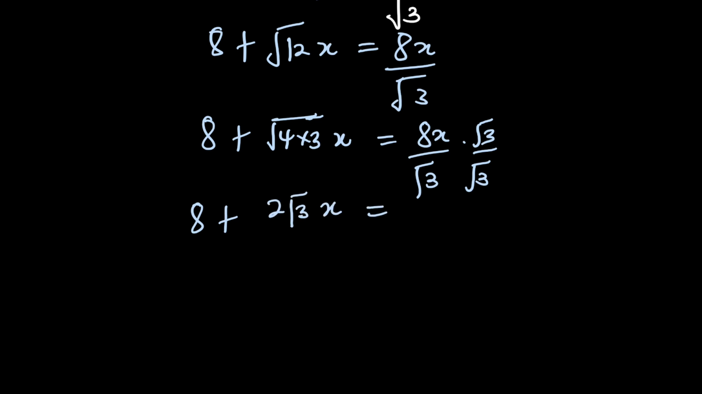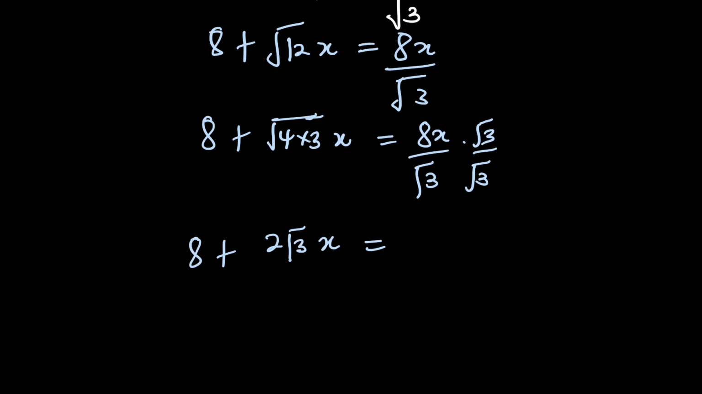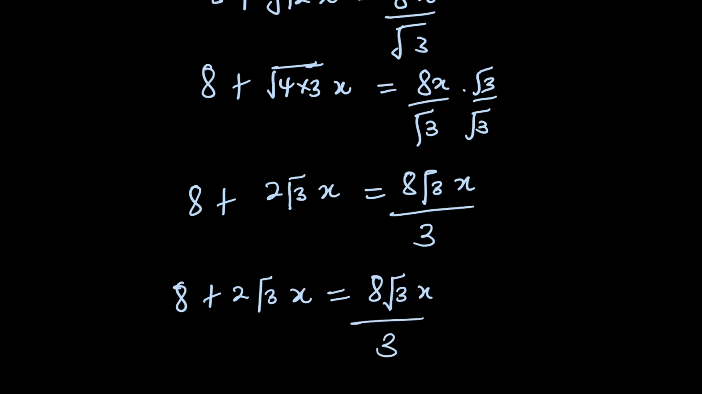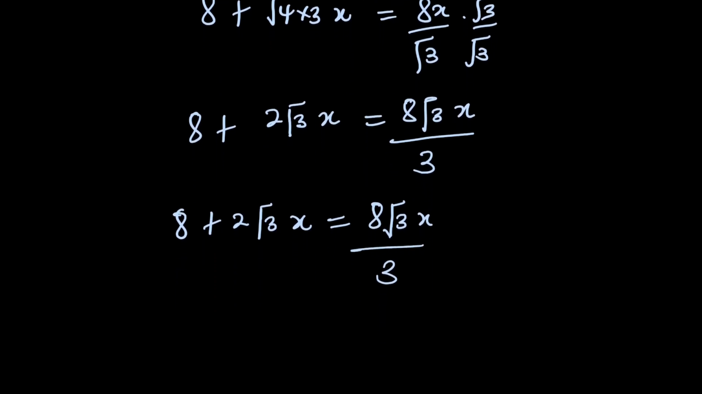x equals, let me bring it down, equals, now rationalizing this, we're going to have, so root 3 times 8 is going to be 8 root 3 x all over root 3 times root 3 is root 3 squared, which is what? 3. Good. So we're going to have 8 plus 2 root 3 x equal to 8 root 3 x all on 3. So we can get rid of this fraction by multiplying through by 3, okay?